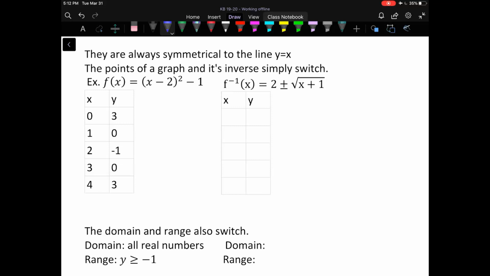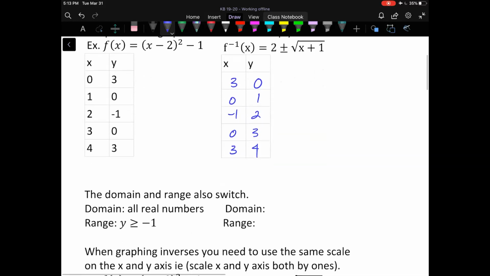So here in this example we have a quadratic and its inverse, a square root function. And so when I say that they switch, or you could also use the word flip-flop, we're going to take the x column and put it in our y column. So we would have 0, 1, 2, 3, and 4 go in our y column from the x, and then your y column becomes your new x column, so 3, 0, -1, 0, and 3.